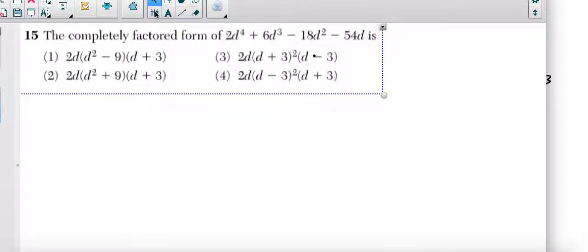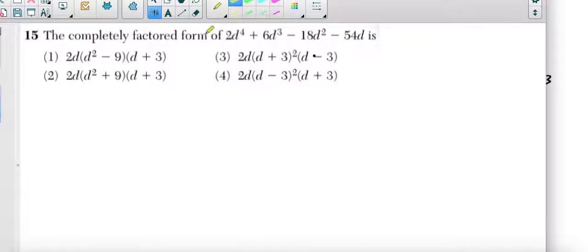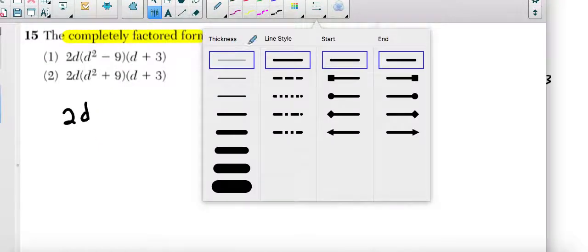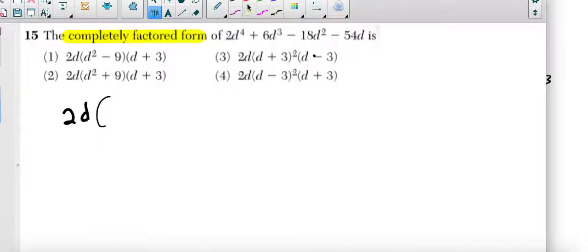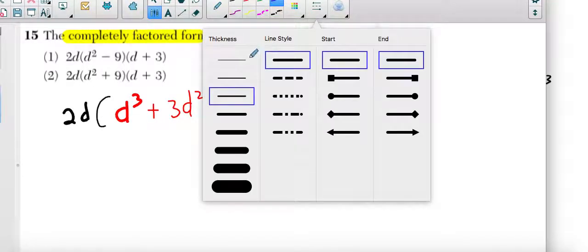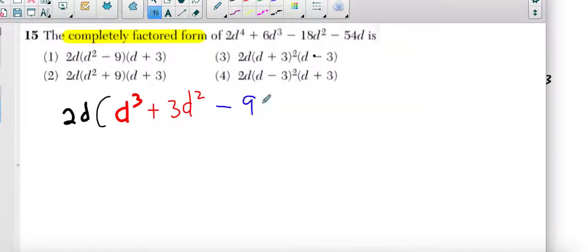Okay. So the completely factored form of the polynomial. So first thing we want to do is see if there's a GCF. All of these have a GCF of 2D. So it becomes 2D. That's too thick. And then in parentheses, I'm going to get, and I'll use a different color now, D cubed plus 3D squared. And you'll see why I'm changing the color in a second. Minus 9 times D minus 27.